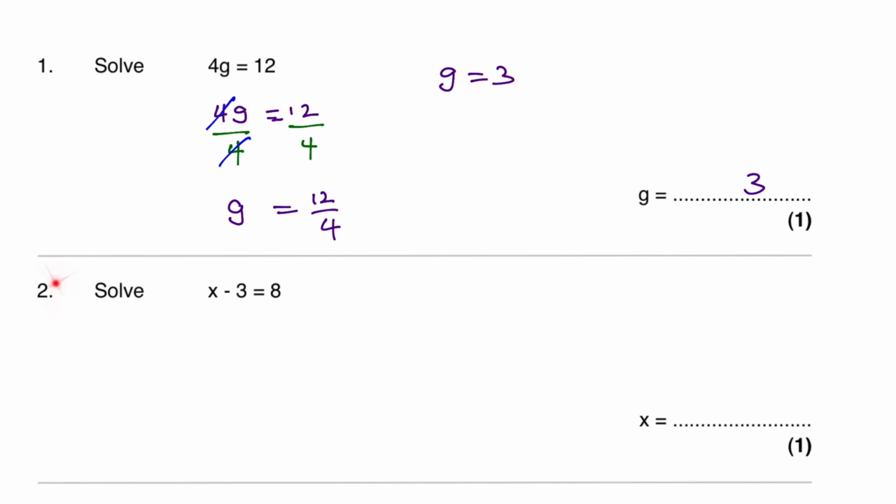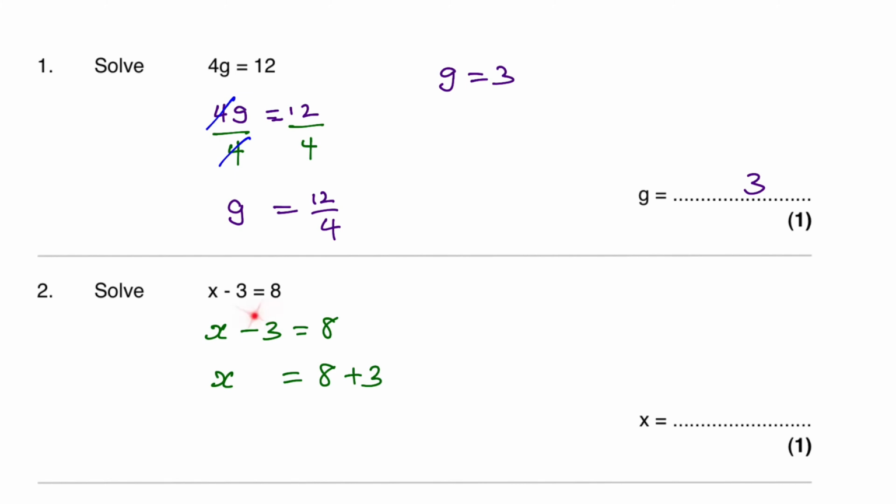Next, equation 2. Solve x minus 3 equals 8. So to solve x minus 3 equals 8, we can add 3 to both sides, or we can move minus 3 to the other side. That will become plus 3. So therefore, x equals 8 plus 3.